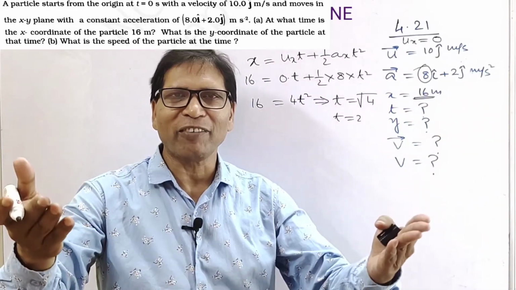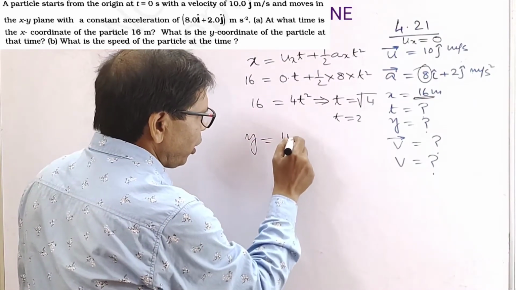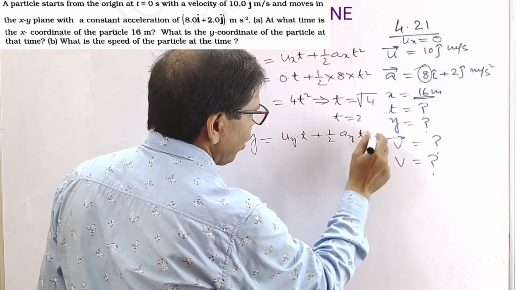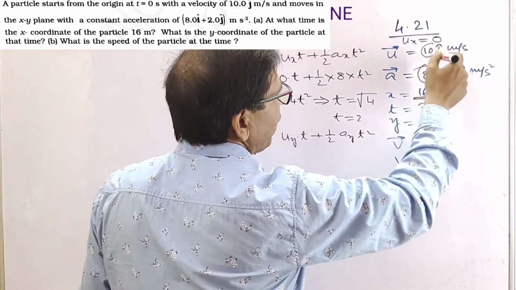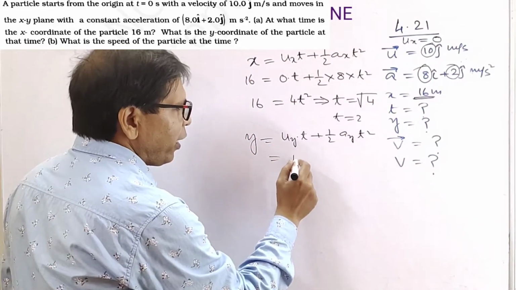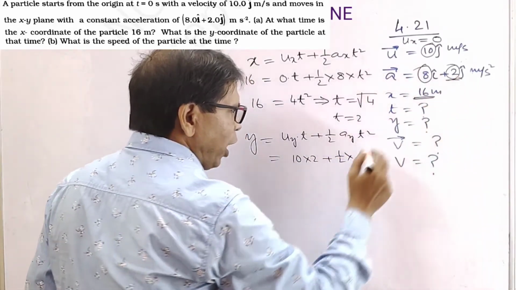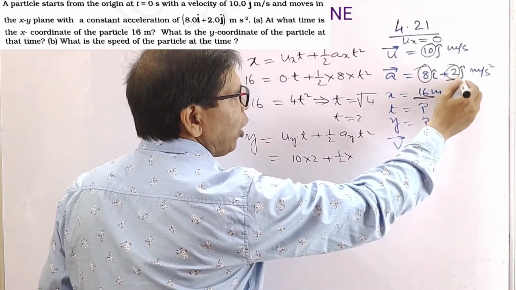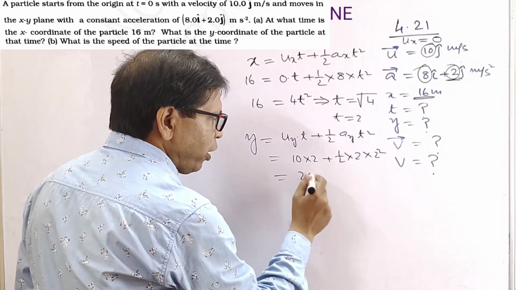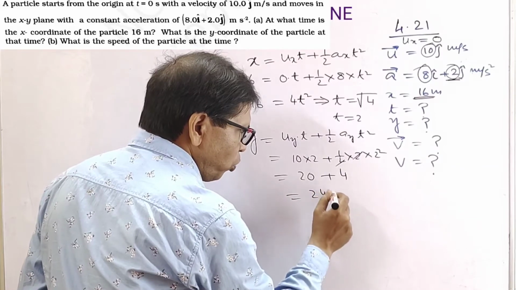Now we have to calculate the y coordinate. y equals uy t plus half into ay into t². Now what is uy? uy equals 10, ay equals 2. So this is 10 into 2 plus half into the acceleration along the y-axis, 2, into 2². So 20 plus 4. So this is 24 meter.